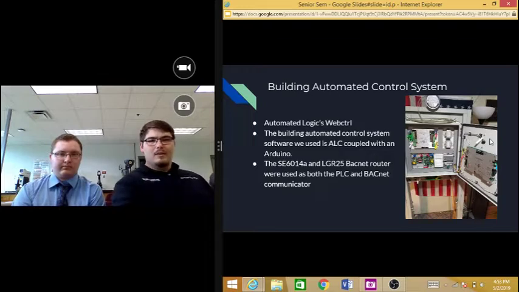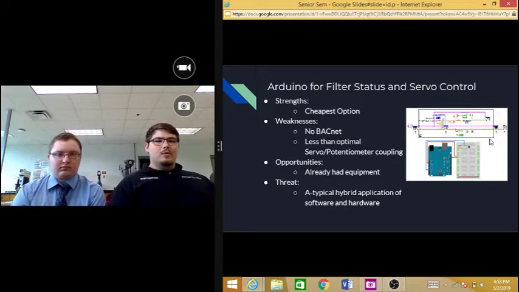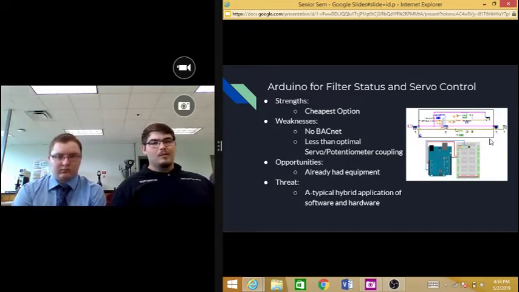up causing the error. So instead of using the actual ALC controls to find the filter status, we decided to instead create a smaller Arduino system, where it's more of a closed circuit system. Instead of communicating back to the SE module, we just communicated from the SE module to the Arduino. Why did we do that? Because it was extremely cheap. We didn't have to worry about BACnet objects and protocols.